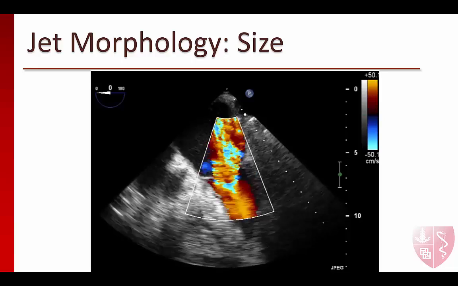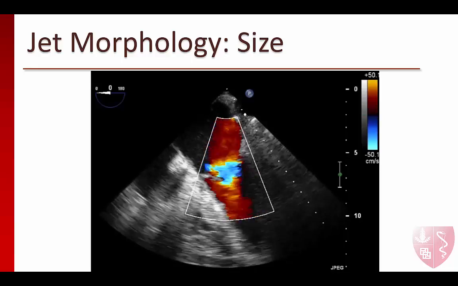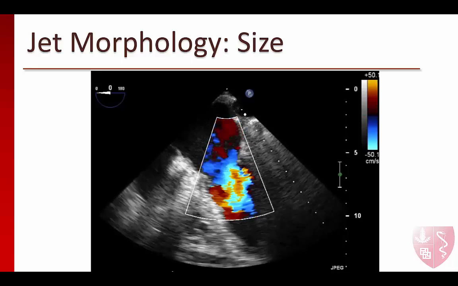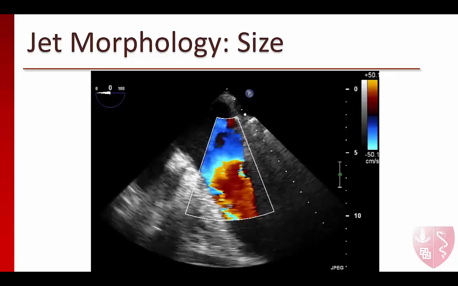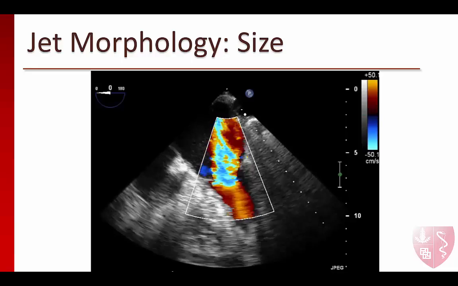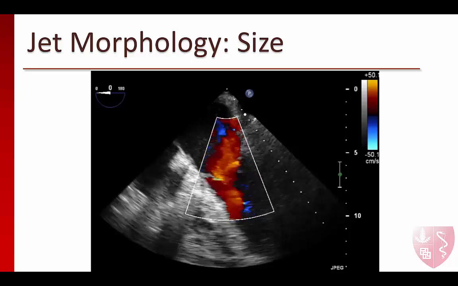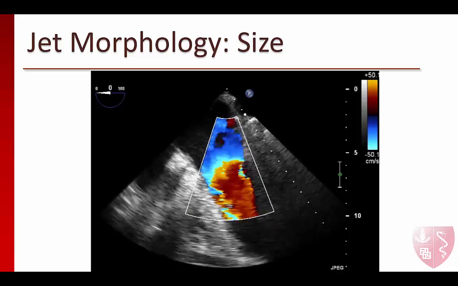Here's an example of a large central jet of MR with a large jet area that penetrates deep into the left atrium. This is undoubtedly severe MR in a patient who has just come off cardiopulmonary bypass, possibly due to myocardial ischemia from air entry into the right coronary artery.